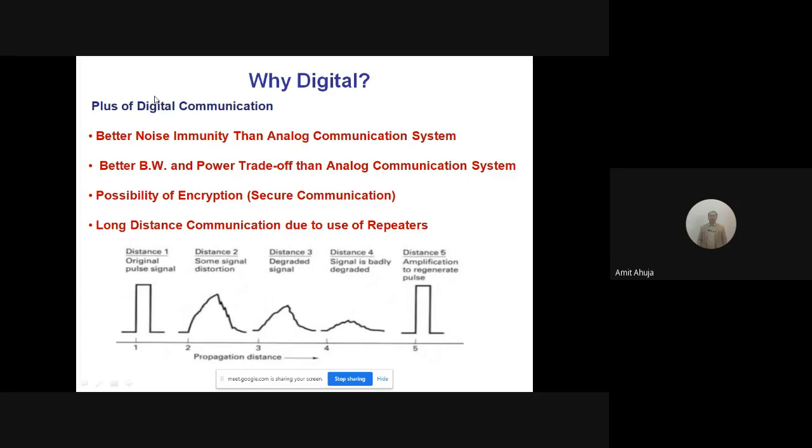So, better noise immunity is also one of the important reasons that is there in digital communication. Why better noise immunity? There are two terms in communication. One is called the estimation, the other is called the detection. So, what is the difference between estimation and detection?